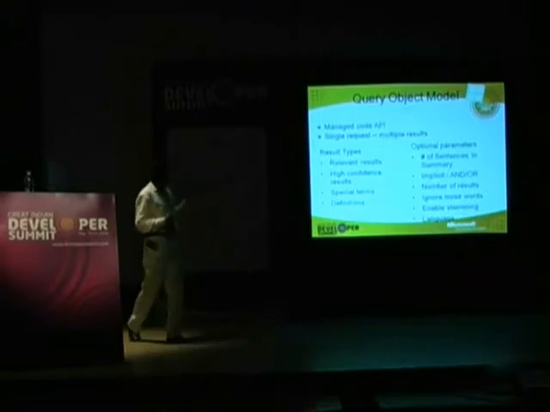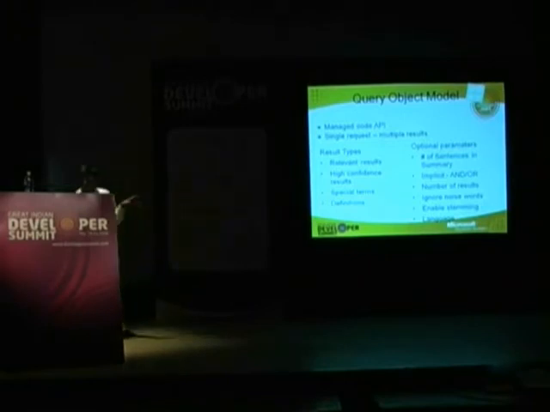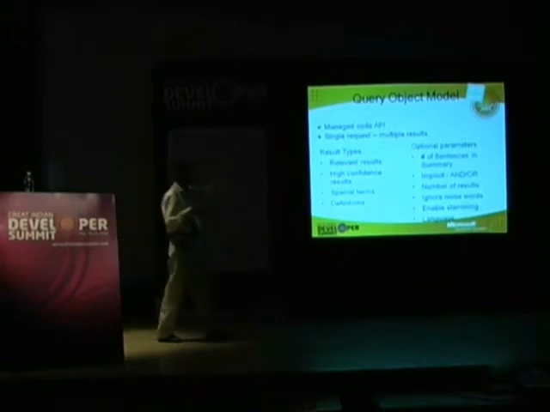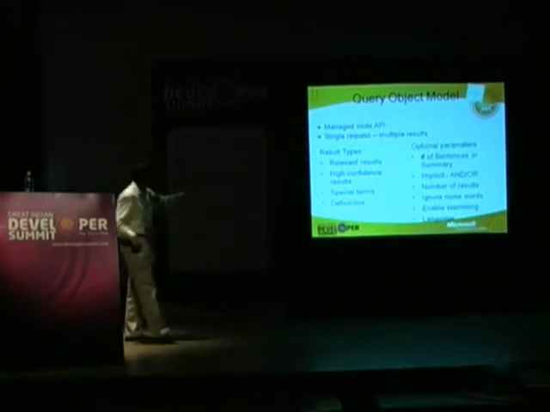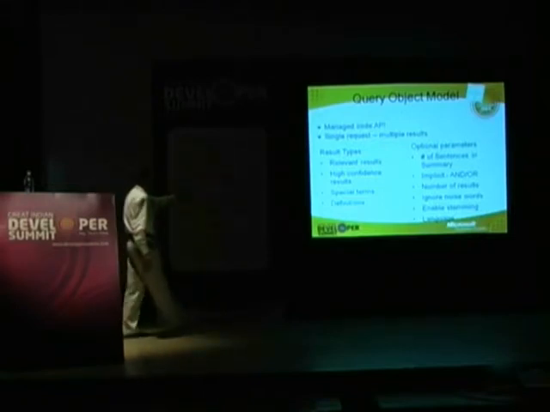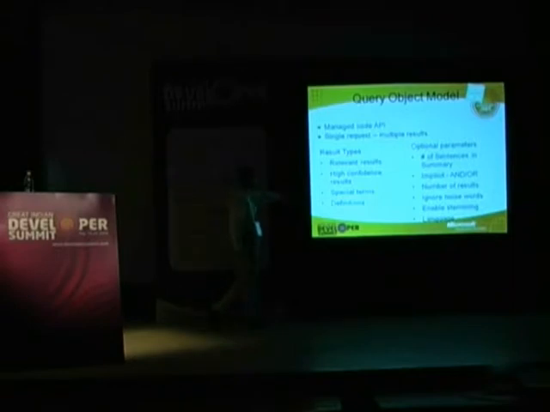Single request, multiple results. If you see in the out-of-the-box UI, you've got various sections. You've got the search core results web part. You've got high confidence results. You've got best bets. You've got keywords. So these are multiple result sets. The query is fired a single time, and you are returned multiple results. Result types are relevant results, high confidence results, special terms, and definitions.